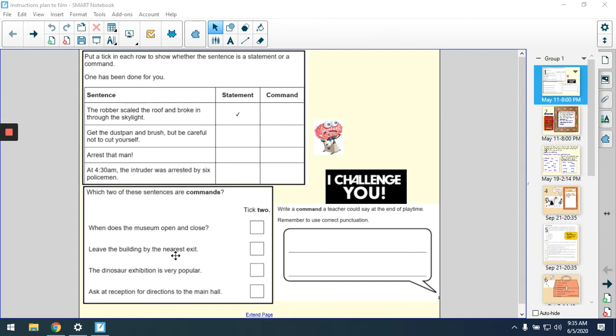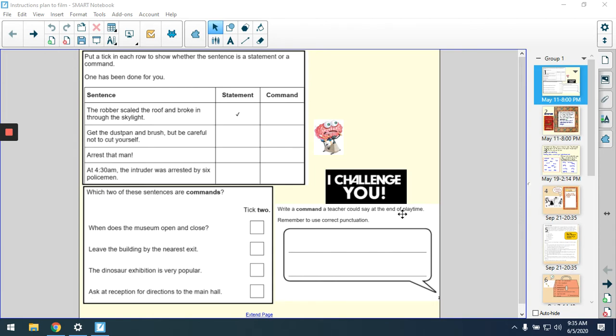Leave the building by the nearest exit is a command. The dinosaur exhibition is very popular is a statement. Ask at reception for directions to the main hall is a command. And the key thing you can notice is that we've got our imperative verb here at the front, leave and ask, which is a good clue or an indicator that it's a command.